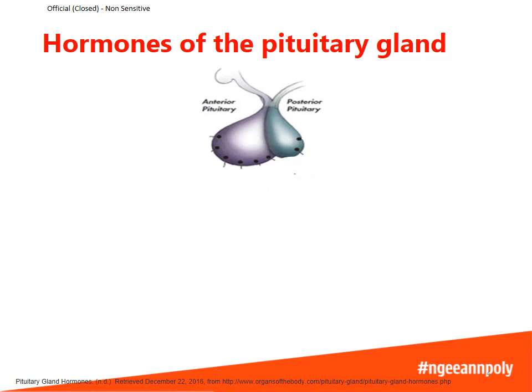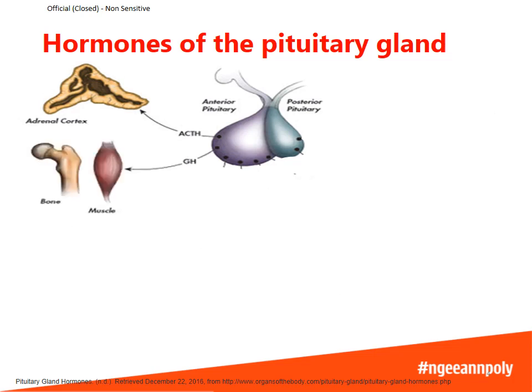The anterior lobe secretes ACTH, which is adrenocorticotropic hormone. ACTH stimulates the adrenal glands to produce cortisol and other hormones. Growth hormone regulates growth and physical development. MSH is melanocyte stimulating hormone, which stimulates the production of melanin pigment in the skin.